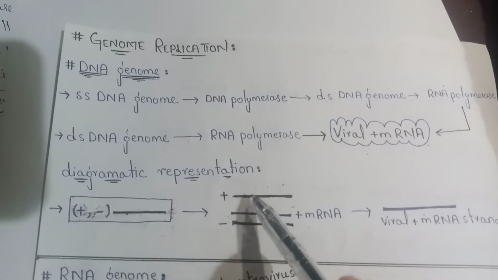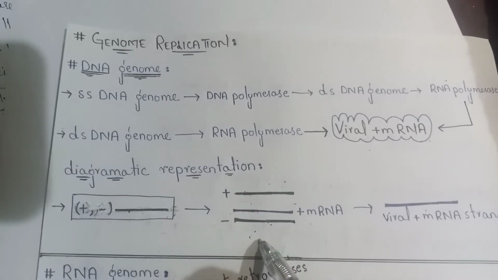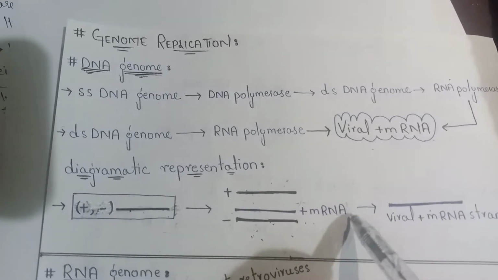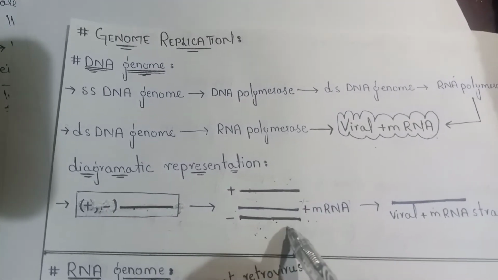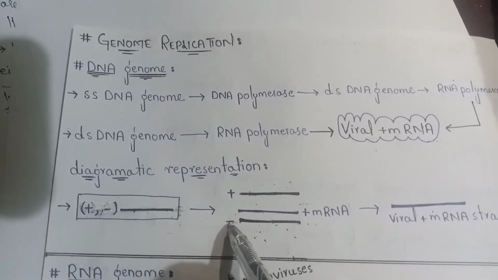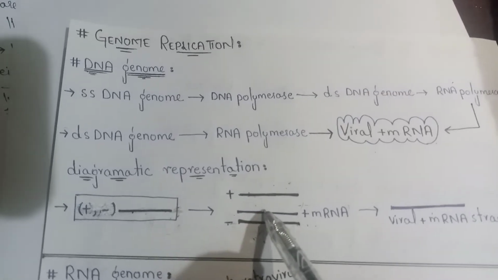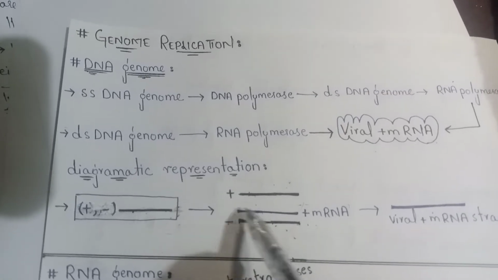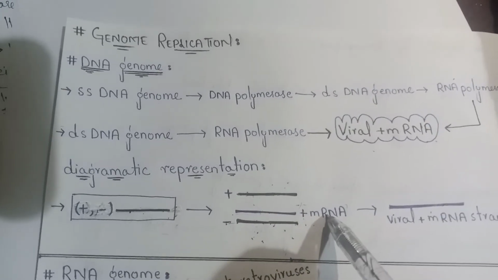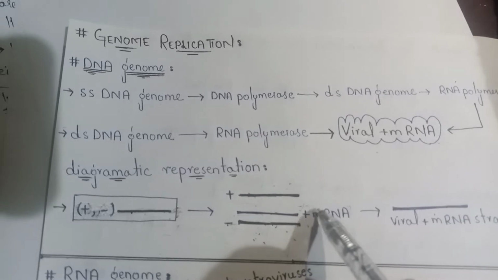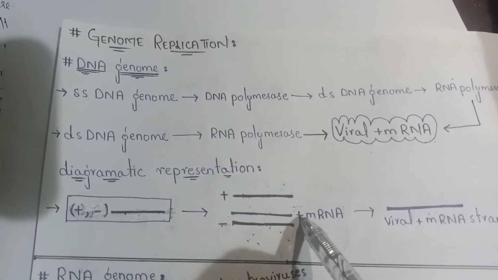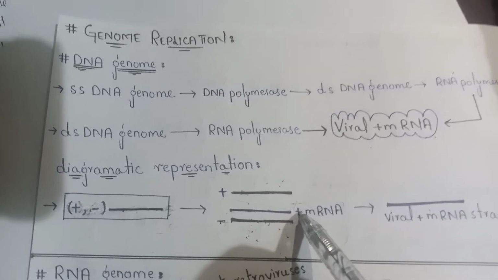Now here we have two strands, one positive and the other negative. We discussed that for synthesis of mRNA we will require an antisense strand, and the antisense strand is also called the negative polarity strand. This is the complement of this, so we will synthesize the mRNA. So the mRNA will be synthesized by using what? By using the RNA polymerase of the host enzyme.